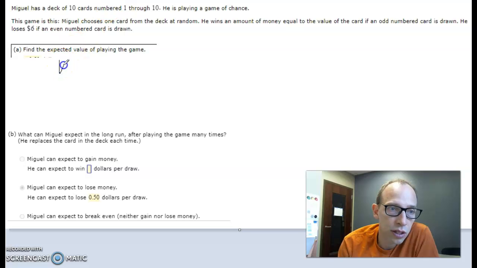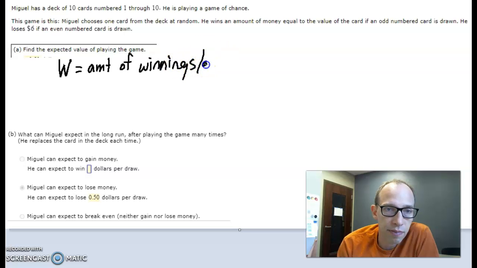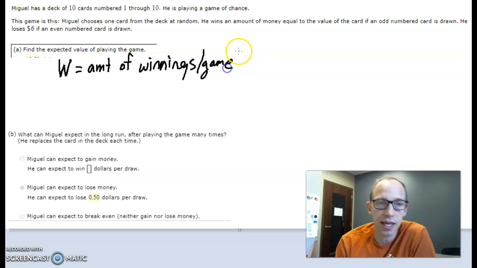So let's say that W, actually, let me get a brush. There we go. W is the amount of winnings per game, per time you play the game.